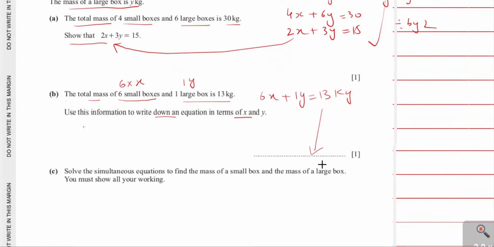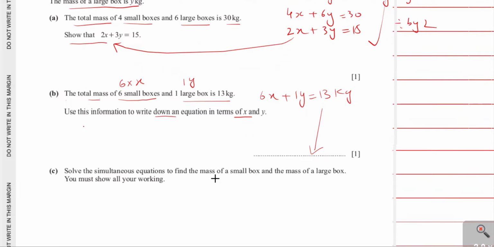Next, solve the simultaneous equations to find the mass of a small box and the mass of a large box. Mass of a small box is x and mass of a large box is y. Therefore, we have to calculate x and y. And the equation here is 2x plus 3y equals 15. And the second equation is 6x plus 1y equals 13.